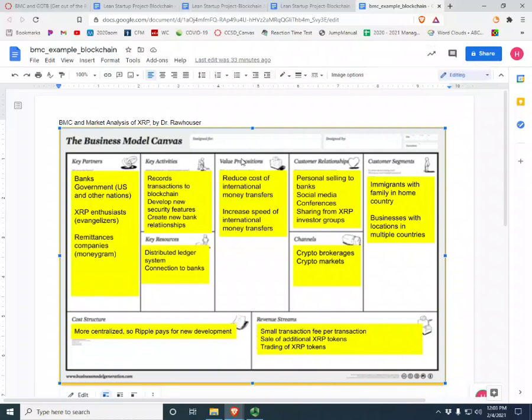That's it. Good luck with this. This is going to be really fun. I think you'll learn a lot and be way ahead of the curve while you're learning about the Lean Startup methodology at the same time.